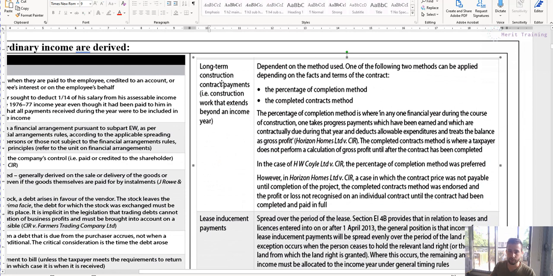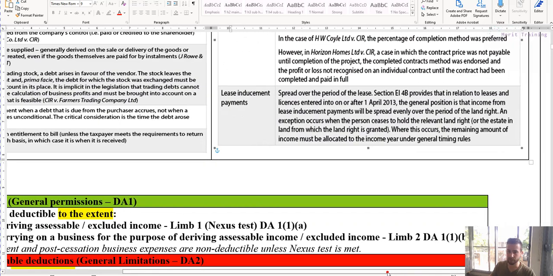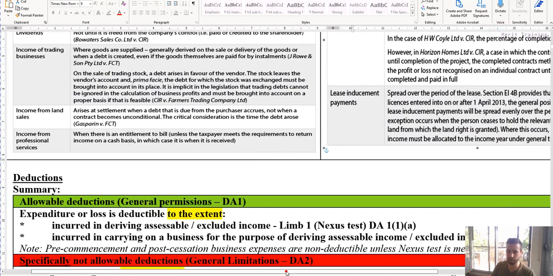And then we've got long-term construction payments. So this depends on the method used. You can use one of two methods, which is the percentage of completion method or the completed contracts method. If you're doing the first one, you recognize the income based on a percentage of completion, and the completed contracts method is when the contract has been completed. So it's either one or the other. And lease inducement payments are spread over the period of the lease.